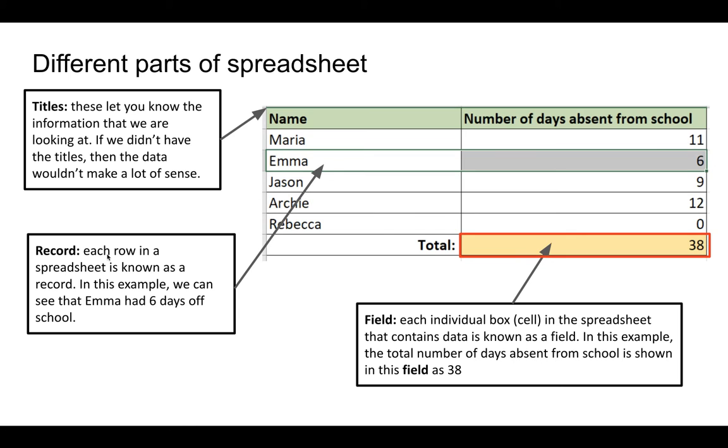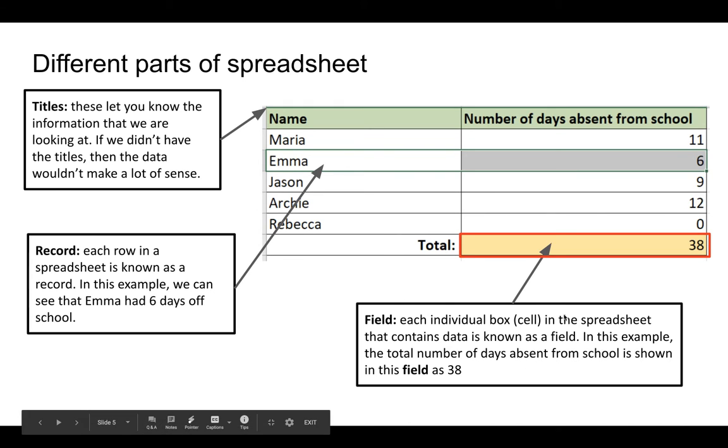We then have a record. So each row in a spreadsheet is known as a record. So in this example, we can see that Emma had 6 days off school. So every single row is a separate record. So we can have a look at Archie. We could look across and we can see that he had 12 days off school.